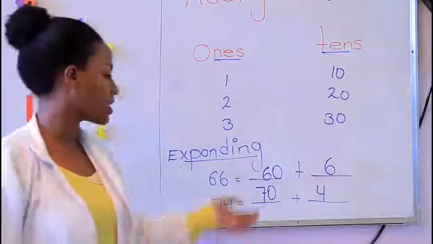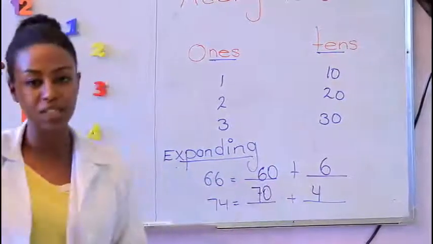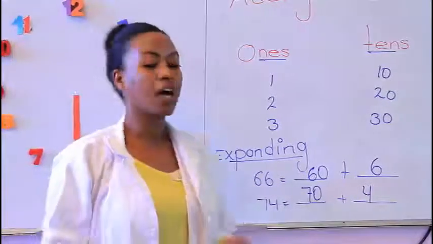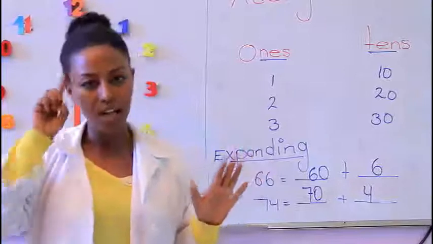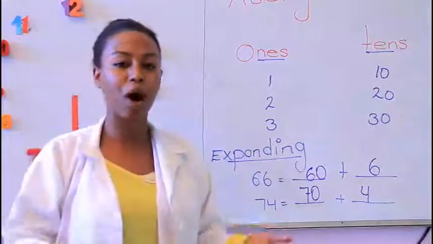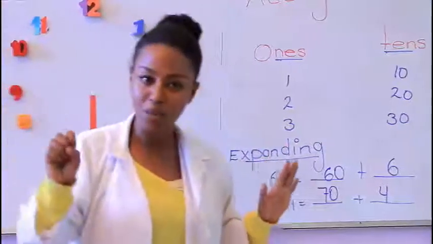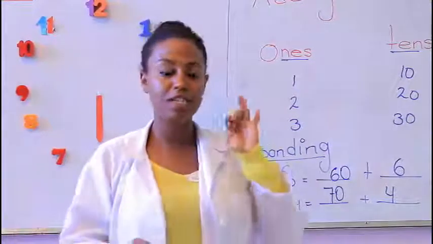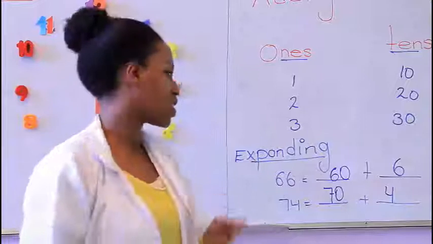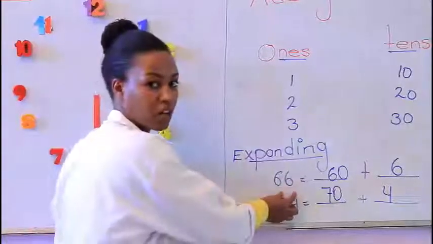Okay. Which one is the bigger one? The bigger one is 60. So you have to put 60 in your mind, and then 6 at your finger. And then 60. Then you will count forward. 60, 61, 62, 63, 64, 65, 66. So my answer is right here.